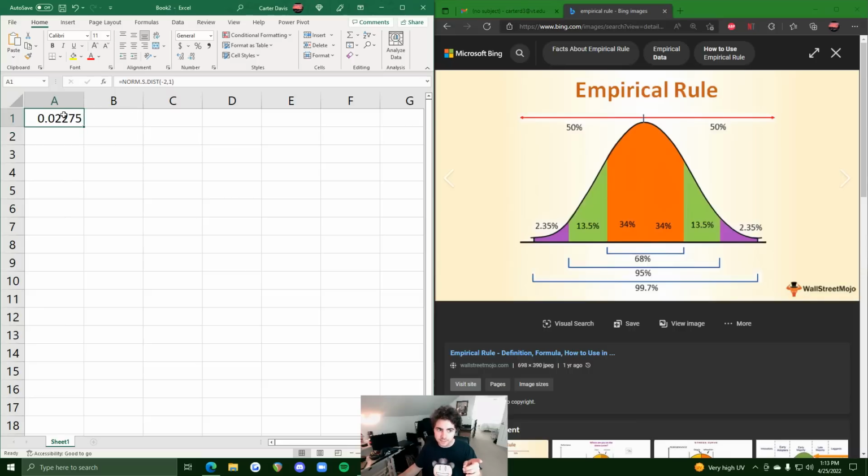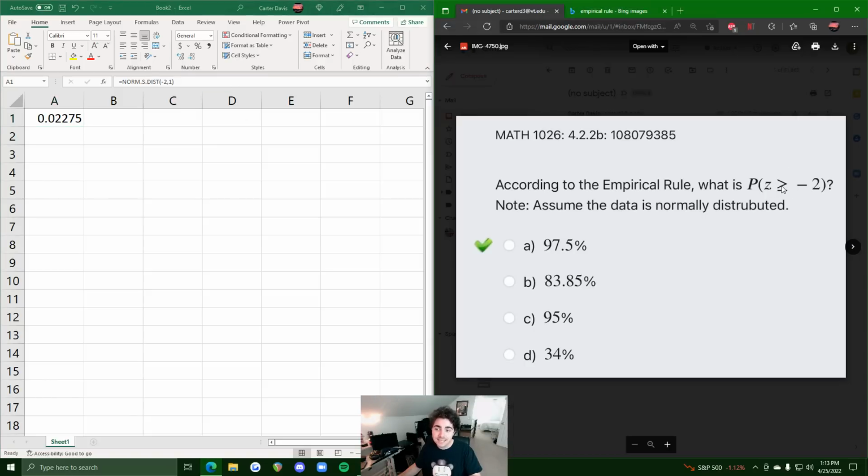Now let's talk about what this is giving us. Every time we calculate this, you will always be getting the percentage that is to the left. So 2.35 from here onward, they're saying it's 2.275, which maybe I don't agree with. Maybe this is a rough empirical rule, but regardless, this approximately 2 point something percent is this small sliver. And this would be the answer if this question had said z is less than -2. But we don't want z is less than -2. We want z is greater than or equal to -2.